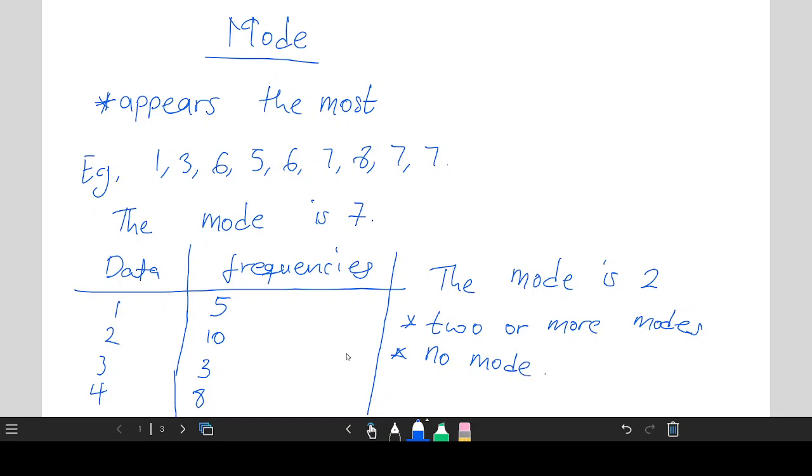Now, one thing that students also forget is that most of them will pick the number on the frequency as the mode. That is a mistake. It's not the number at the frequency, but the data value with the highest frequency. That's why we picked 2 for this one, because it's the highest frequency. But we didn't say the mode is 10. That is wrong. Take note of that too.